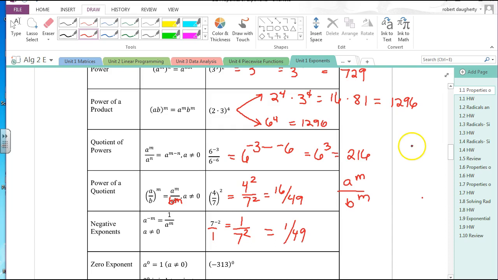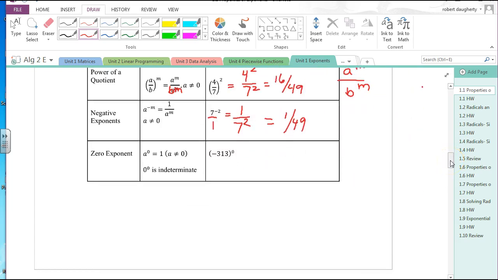Okay, this 0 exponent. Anything other than 0 raised to the 0 power is 1. Okay? So 0 to the 0 is indeterminate. It's undefined. Anything else to the 0 is 1. So negative 313 to the 0 is 1. Any number other than 0 raised to the 0 power is 1. That one's easy, but don't let it trick you up.